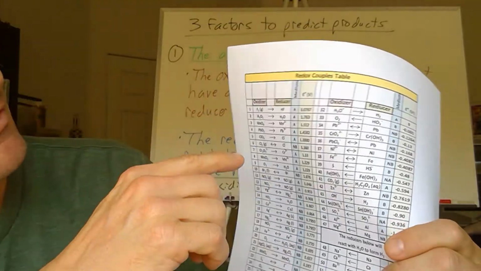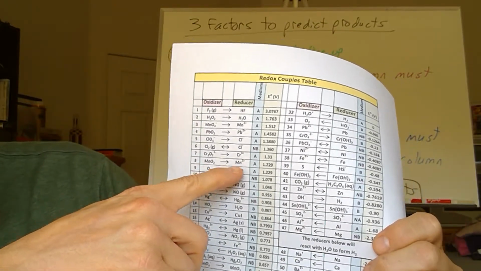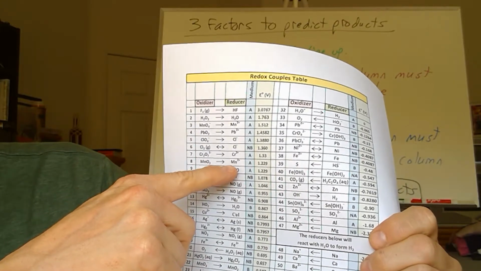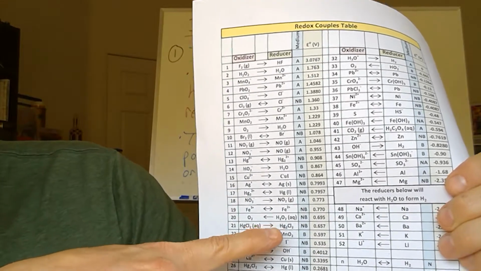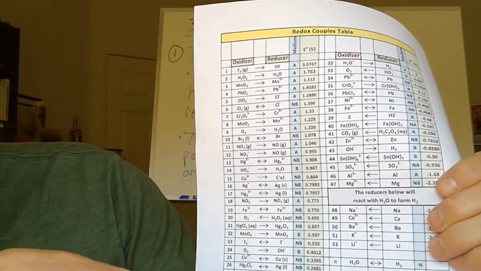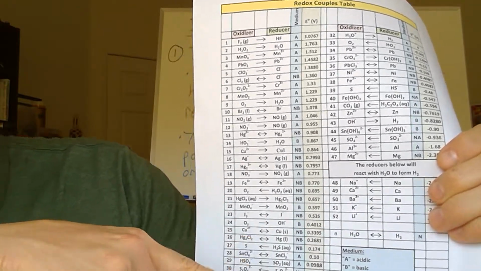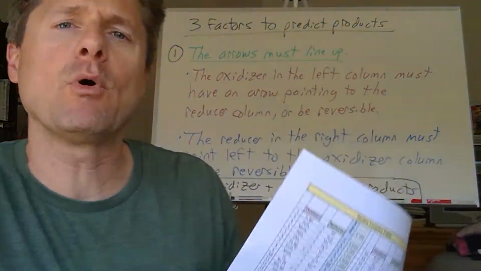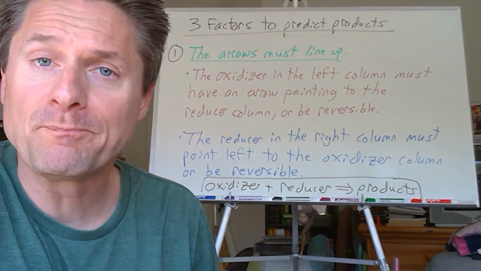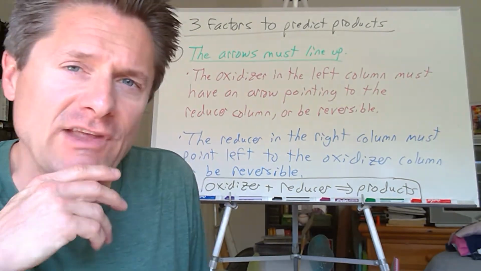I'm trying to look in a mirror image here. Hey, this is a little better. So like the Mn2+ is not going to form MnO2. It goes the wrong way. But I can go from MnO2 to Mn2+. If it's reversible, you can go both directions. Right? But here, like the H2O2 going to O2, H2S going to solid sulfur, you can go that direction, right? So the arrows must line up. So the oxidizer has to point to the reducer or be reversible, and the reducer has to point to the oxidizer or be reversible. If it's pointing the wrong way, that reaction is not going to happen. So that's the first thing I want you to check for.